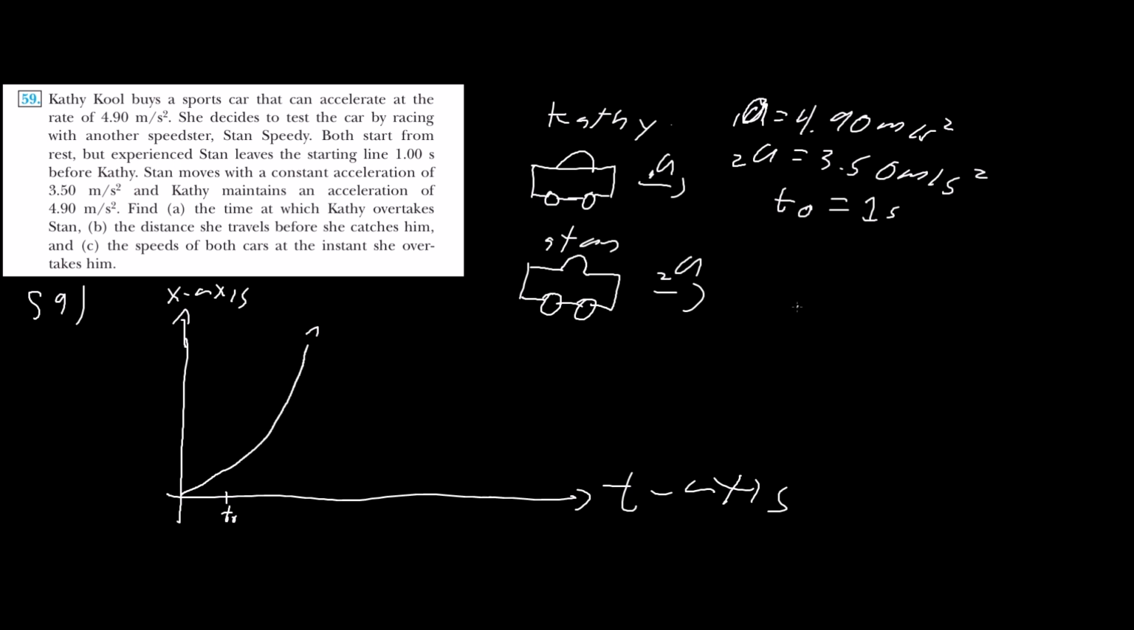Stan is really just going to be, y2 equals, and they start from rest, right? I think they do. So we're just going to let the initial position be 0, the initial velocity be 0, and it's going to travel at a2 over 2 times t squared.